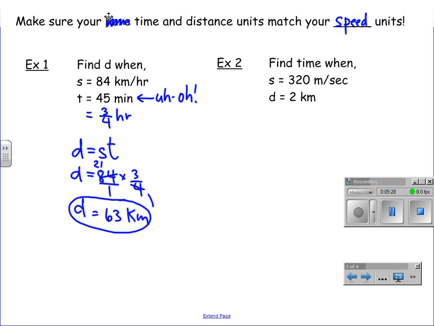Example 2, this time we're finding time. When the speed is 320 meters per second and the distance is 2 kilometers. All right, what do you think about these numbers we're given here, Alec? On example 2, what's the issue with what we're given here? Yes? The different units.